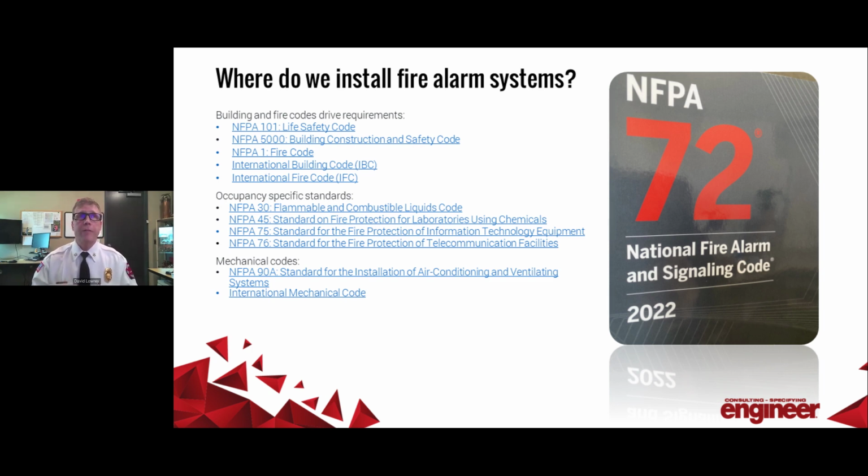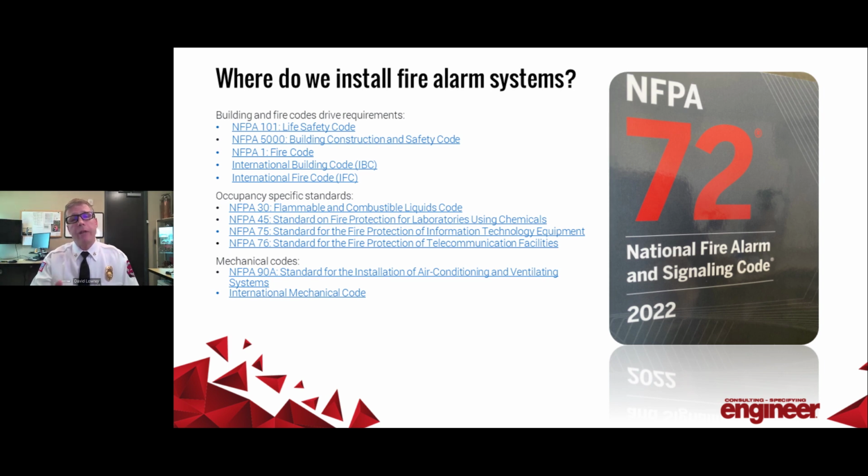Those codes are specific. What you see out to the right in the slide is a picture of NFPA 72, the National Fire Alarm and Signaling Code. Despite that name, it does not tell us where to put a fire alarm system. That particular document is a standard, a design and installation standard. So no place in there do you find where to install it. You find the design of the fire alarm, how to install it, and how to maintain that fire alarm system.